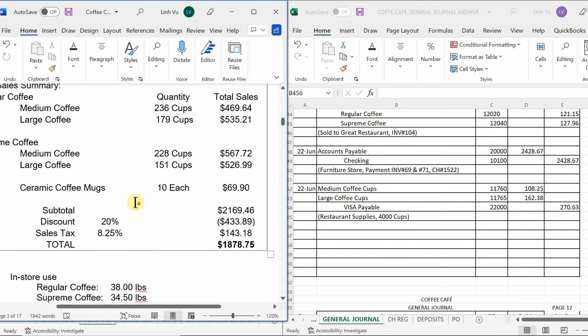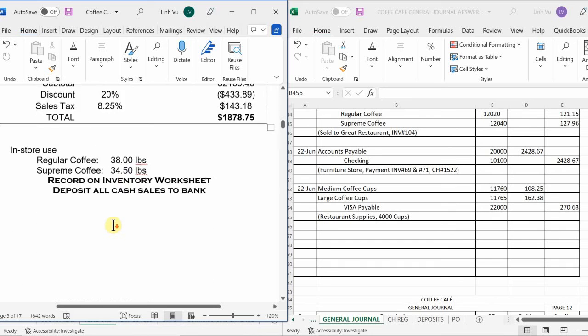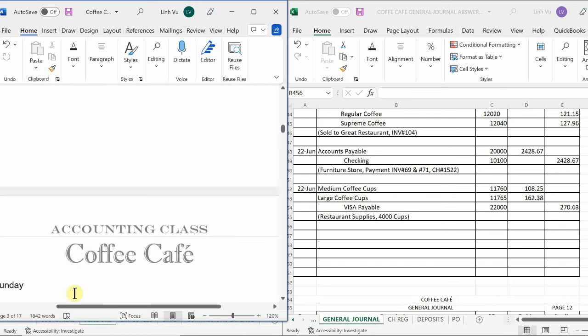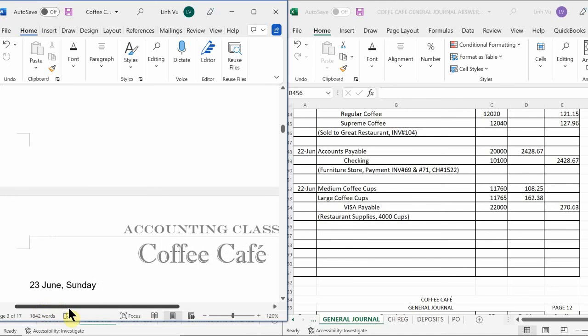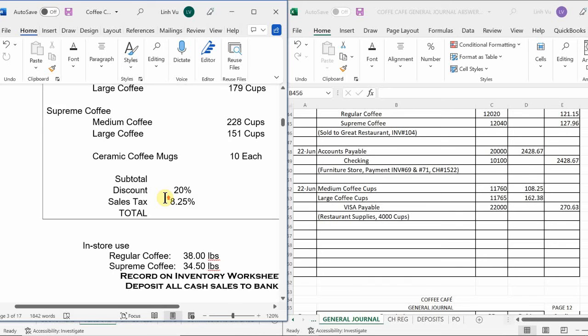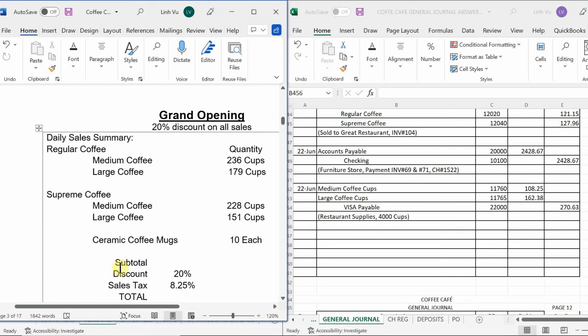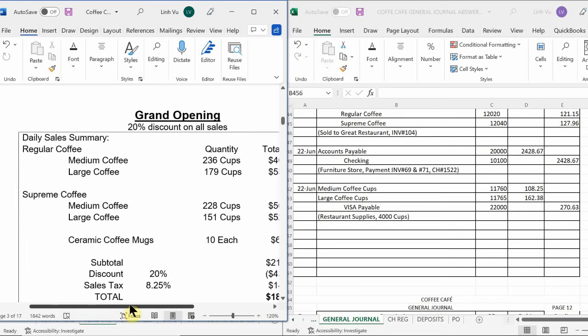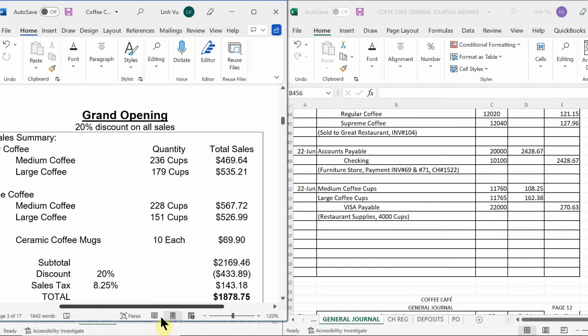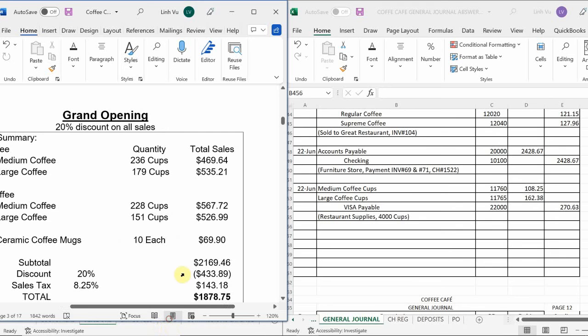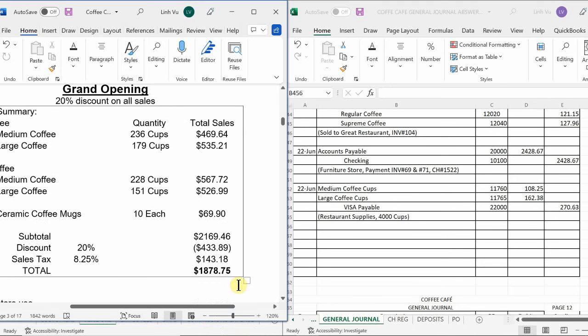Let's go ahead and do our grand opening sales, and then we'll stop here and finish up the next day tomorrow. Okay. So here we have a whole bunch of grand opening store sales. We sold all these coffee cups. Here's the tax, and it's discounted. So this is how much cash that we received.